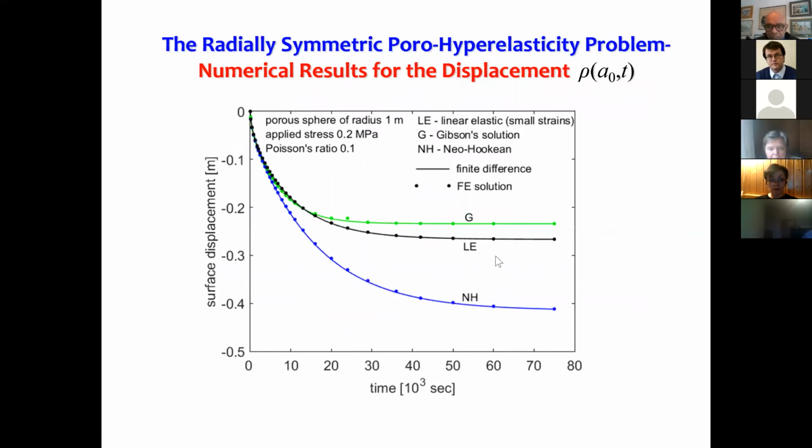The solution by Gibson is given by this value. The linear elastic small strain assumption is this, and the Neo-Hookean one is this. So this is large strain, linear elastic, and Gibson's small strain elasticity behavior as well. The only nice thing is really that all these three models can be implemented in Abaqus, which tells us that it's a good platform to use for comparisons as well.